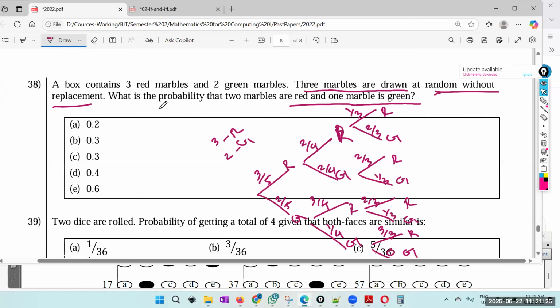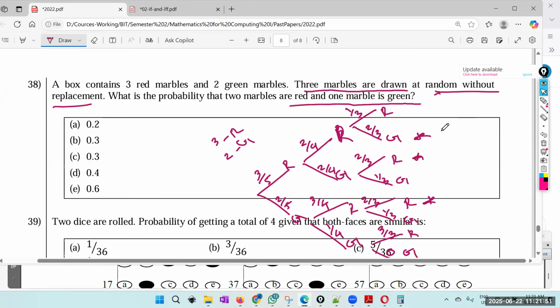Right. So what we need is 2 marbles are red and 1 marble green. 2 marble red, 1 marble green. This is one possibility. 2 marble red, 1 marble green. This is another possibility. This is another possibility. 2 marble red. No, there's no other possibility, right? Because there are only 2 green marbles. Right. We just need to sum these 3.